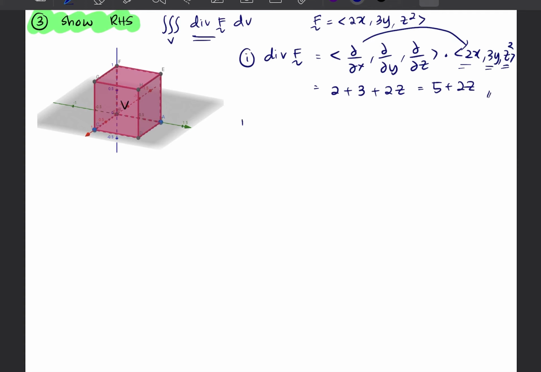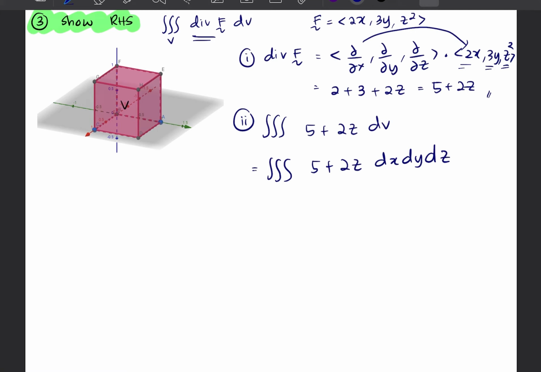Okay, step number 2, substitute in the formula. Divergence of F is 5 plus 2z dV. Here we know that dV equals dx dy dz. Then determine the limits for x, y, and z. For this figure it is quite easy. x is from 0 to 1, y is from 0 to 1, and z is from 0 to 1. And then you integrate. The final answer will be 6.